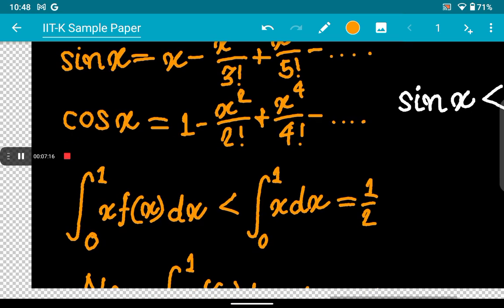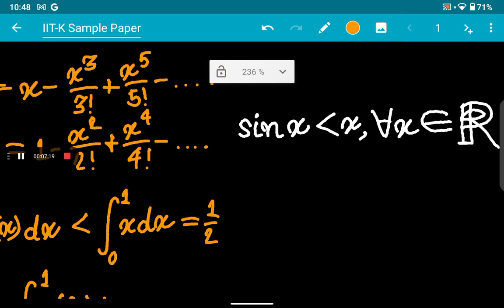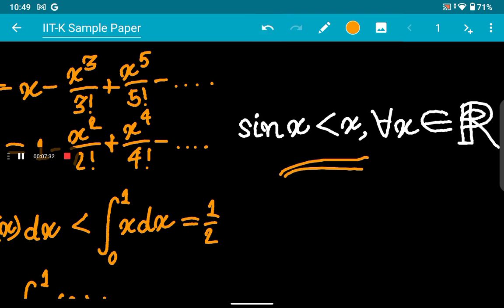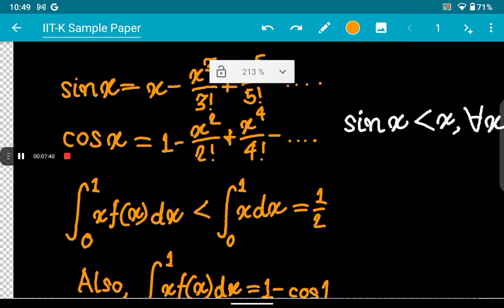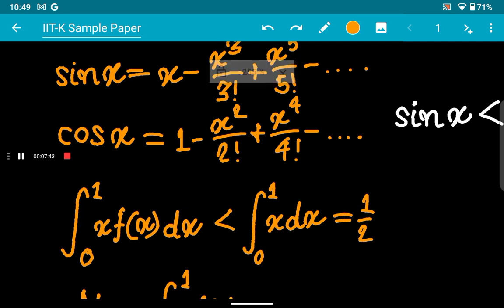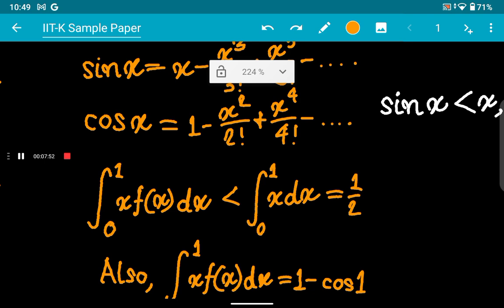Now you also know that sin x is less than x for all x belonging to real numbers, because you know this, right? If you have studied maxima and minima, you can prove that there. But this property holds, and you all should know this. This is a very elementary thing. So in that case, sin x by x is less than 1. So x into f of x will always be less than x. So this becomes less than half. We have found out the upper bound for this integral.